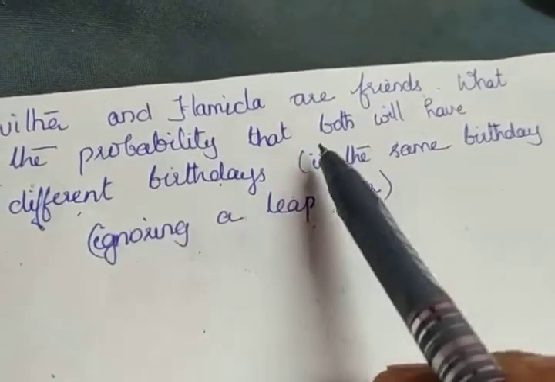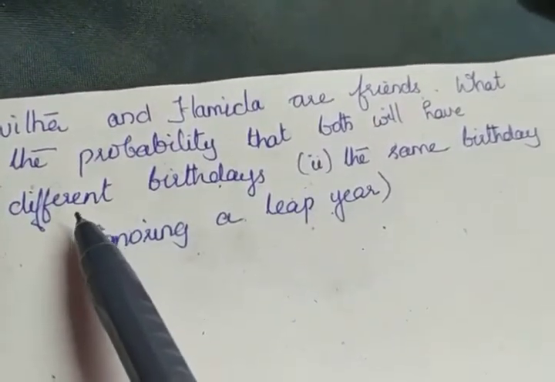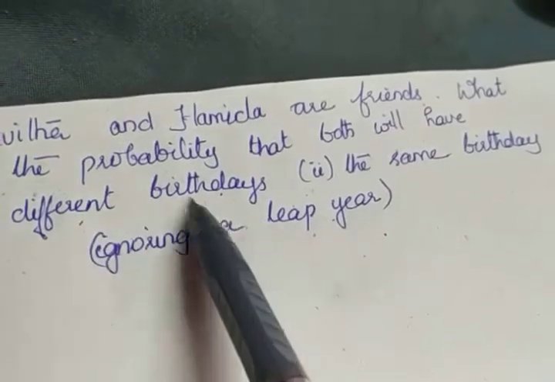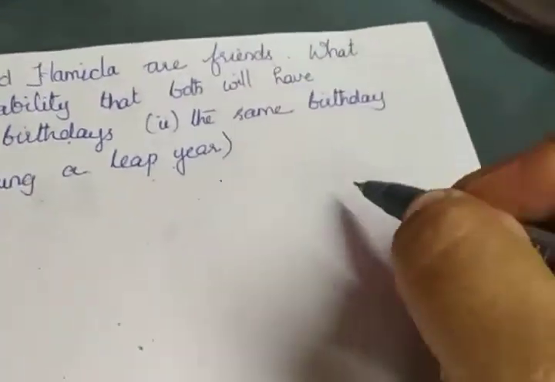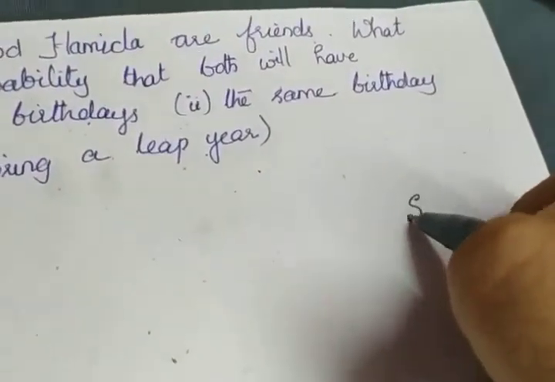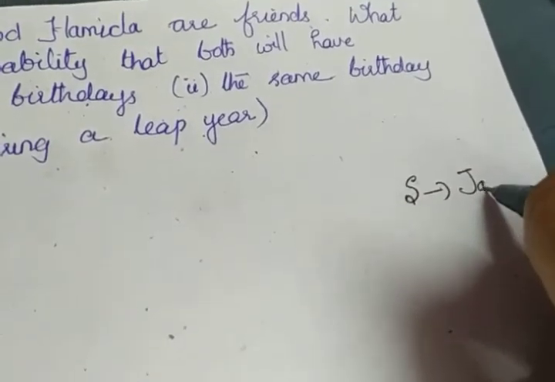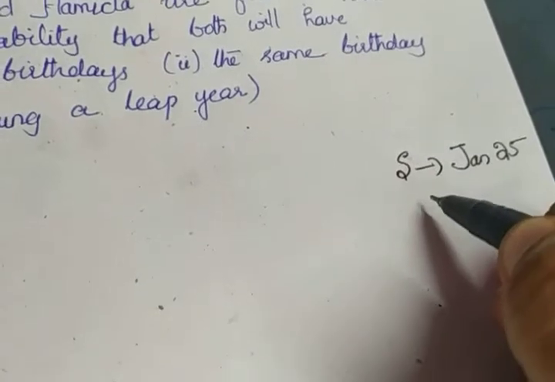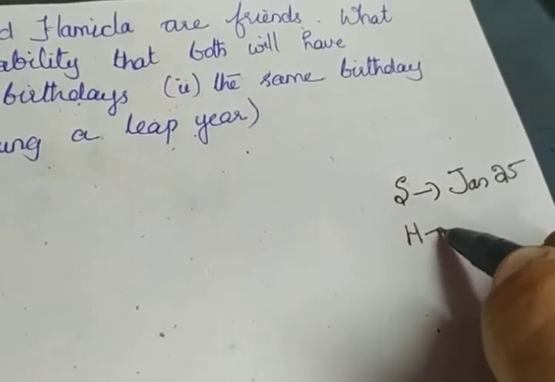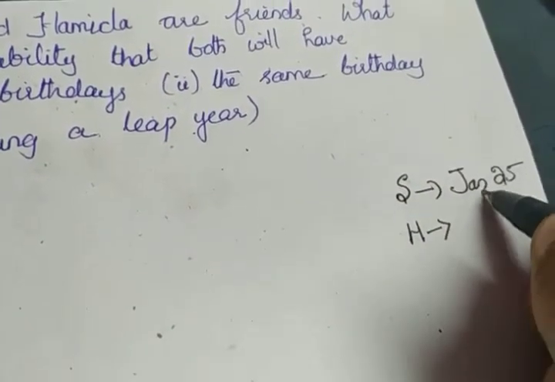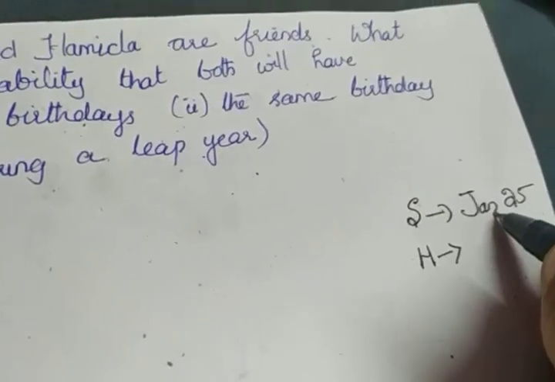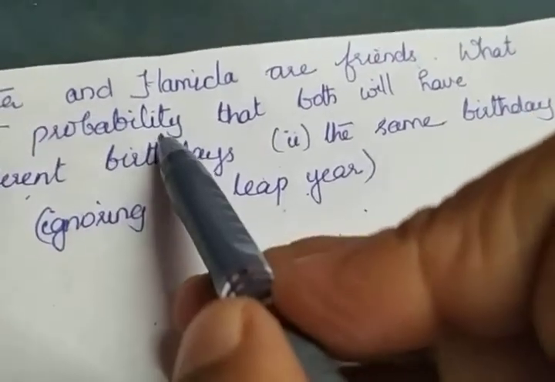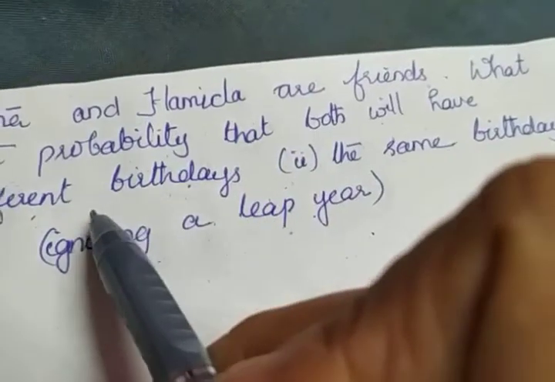The first part of the question is, we have to find the probability that they will celebrate different birthdays. For example, suppose Savita's birthday falls in the month of January and let it be on January 25. So actually the question is to find the probability that Hamida will be celebrating her birthday other than January 25. Is it clear? The question is to find the probability that both will have different birthdays.